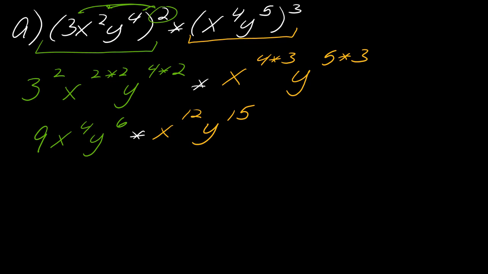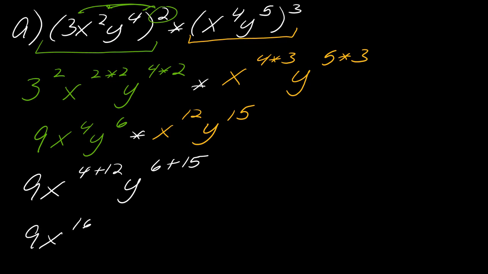Okay, so now from here we're going to use the product rule. So we're just going to add up exponents. So for the x's, we're going to add the 4 and the 12. And then for the y's, we're going to add the 6 and the 15 as shown. So this will ultimately be 9x to the 16th, y to the 21st.